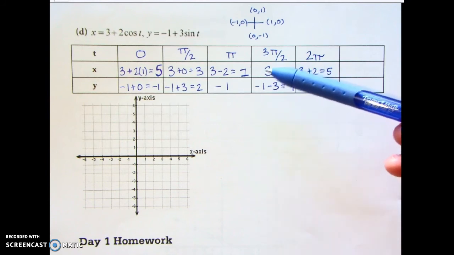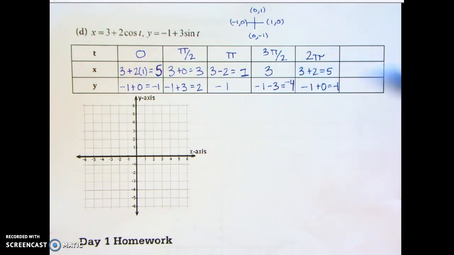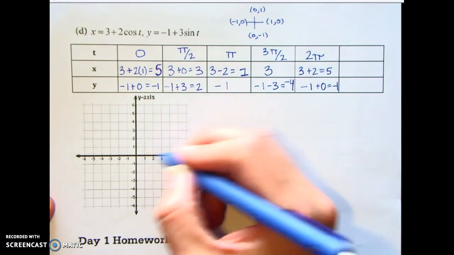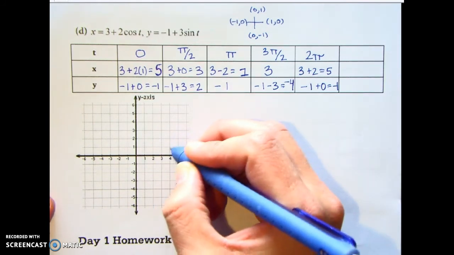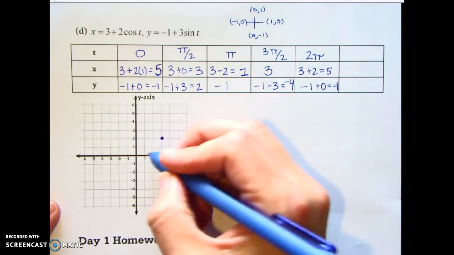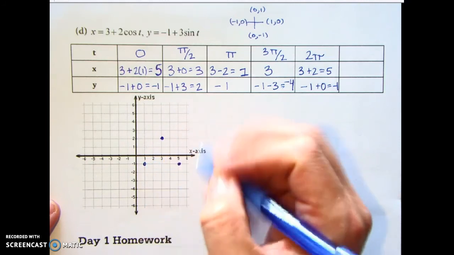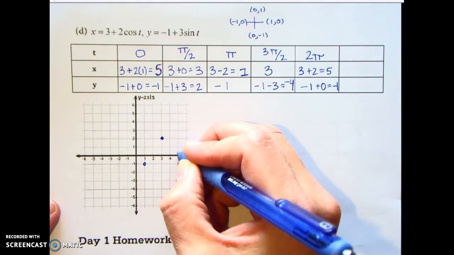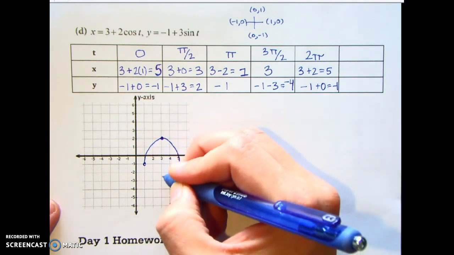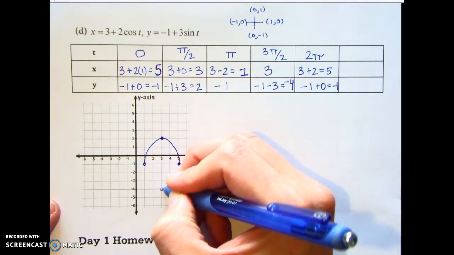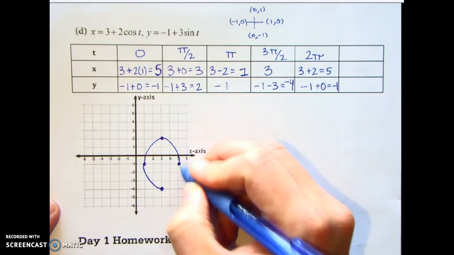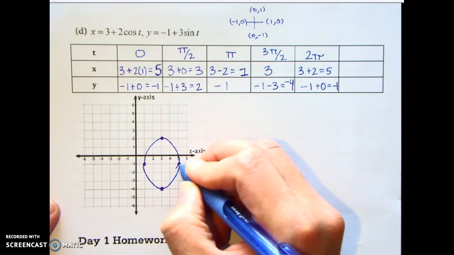Now let's plot these x's and y's and see what picture we get. 5, negative 1, 3, 2, 1, negative 1, and remember our direction here. 3, negative 4, and then 5, negative 1. Oh, it repeats.